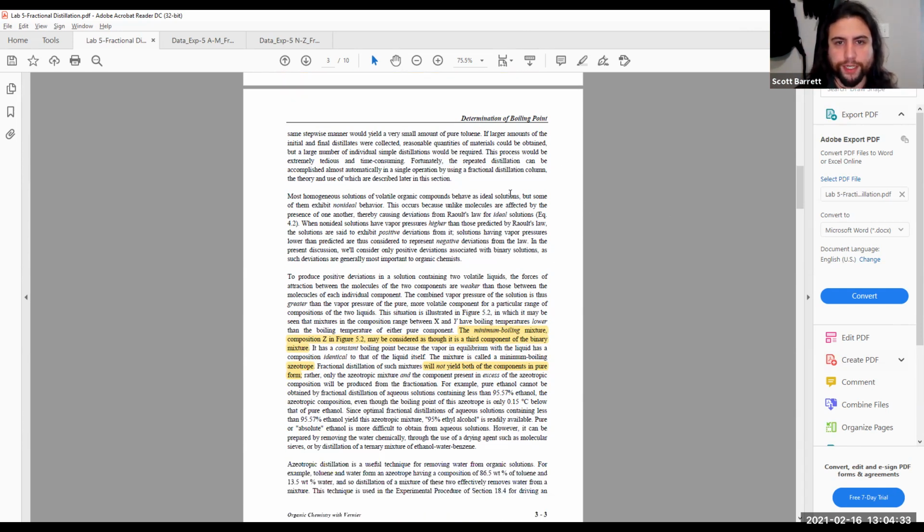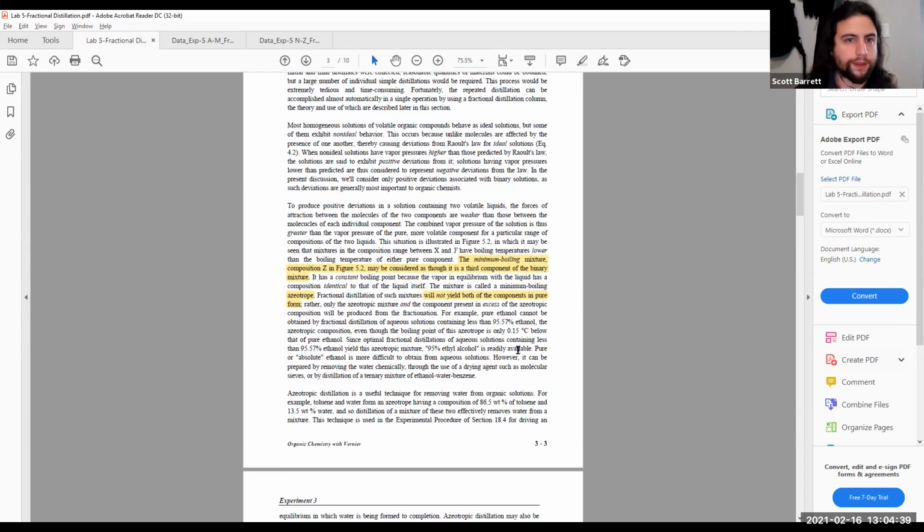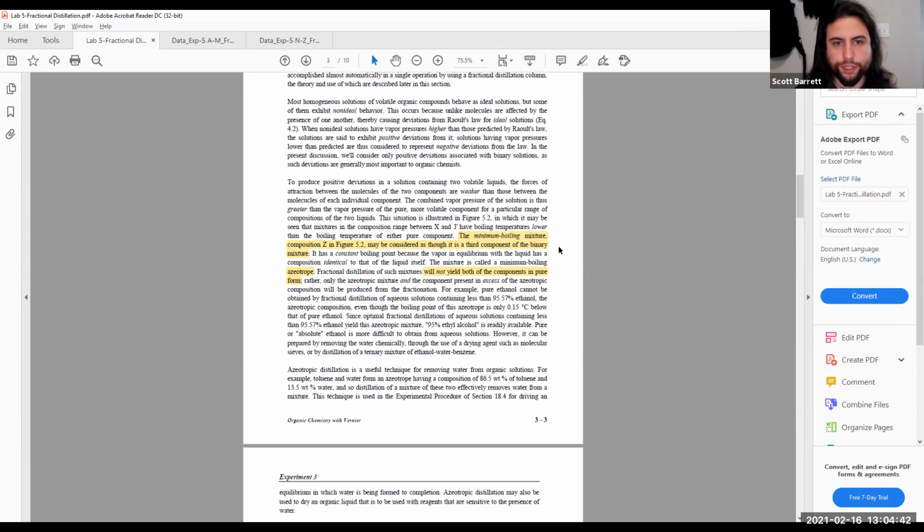So this goes forward just to explain further the idea of homogeneous solutions of volatile organic compounds. The most important portion coming over to here is that the minimum boiling mixture composition Z in figure 5.2 may be considered as though it is a third component of the binary mixture. In this system, we are talking about two volatile liquids that have a certain boiling point that is exactly equivalent.